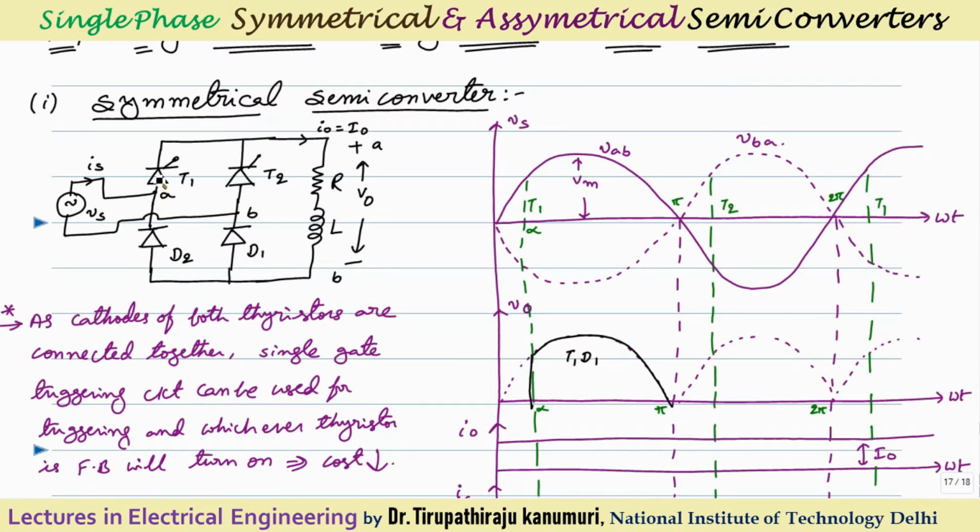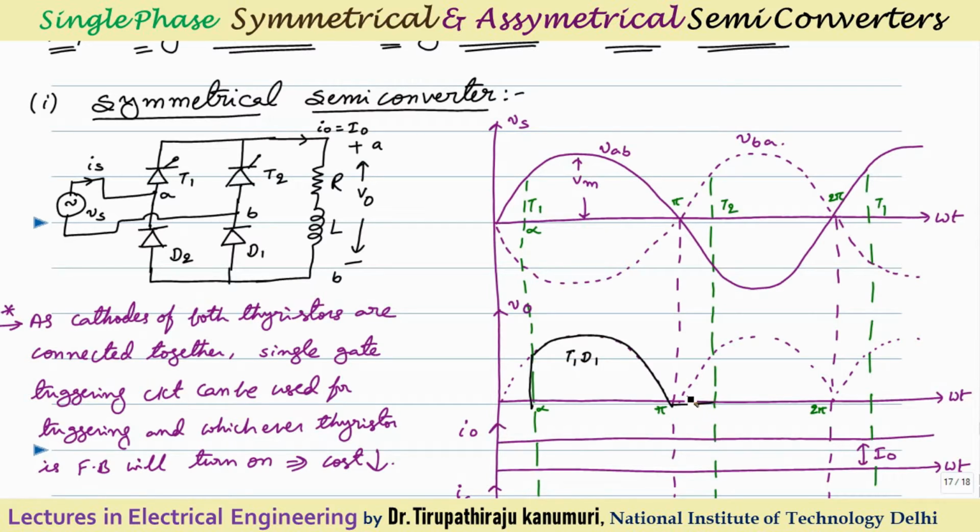This will form a closed circuit like this. Already thyristor T1 is conducting and now diode D2 also will start conducting. So both the thyristor T1 and diode D2 are connected. That means there is a short circuit here. As there is a short circuit, what is the meaning of this? Your output voltage will be 0. Your output voltage will be 0 for this duration.